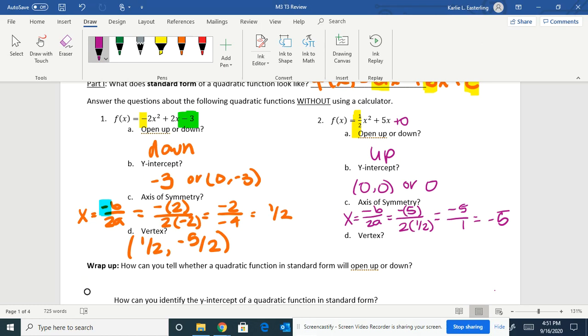For our vertex, remember this x value from our axis of symmetry is giving us our x value for the vertex. So we're looking at negative 5, and then we have to plug that in. So we'll plug it back in up here. So we're looking at f of negative 5. So 1/2 times negative 5 squared plus 5 times negative 5.